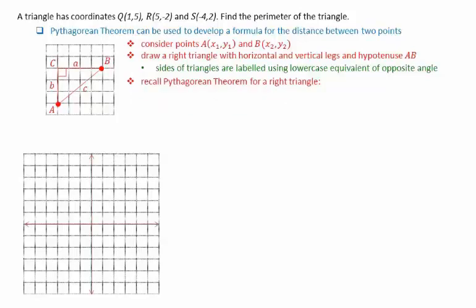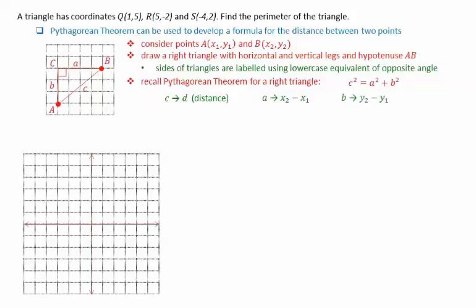Recall the Pythagorean theorem for a right triangle: c squared equals a squared plus b squared. The c must be the hypotenuse of the triangle. In this case, for our triangle, the c corresponds to the distance between points A and B. The a in the Pythagorean theorem corresponds to the horizontal distance between points A and B, x2 minus x1.